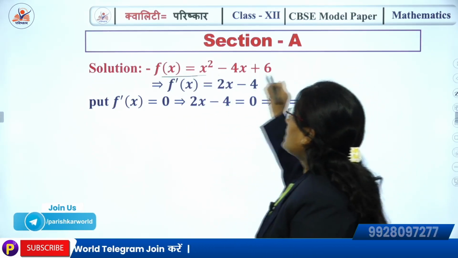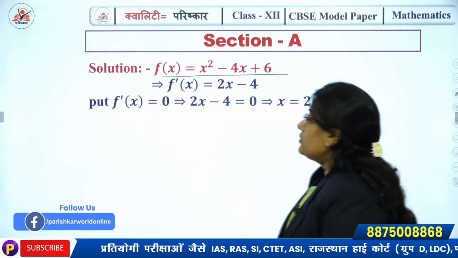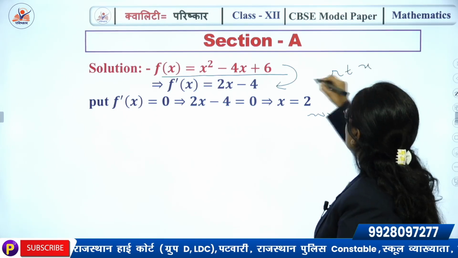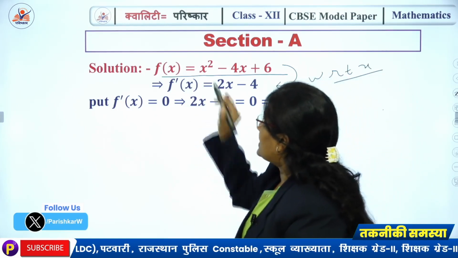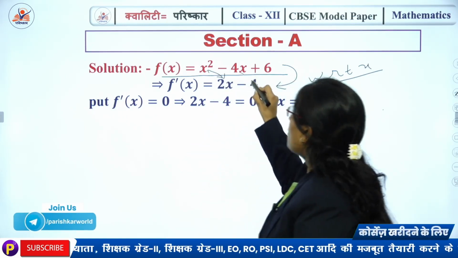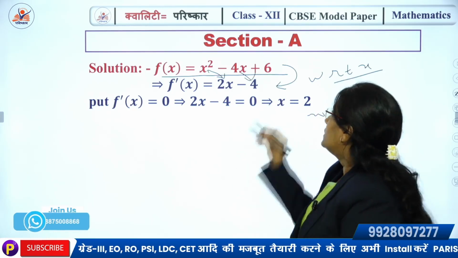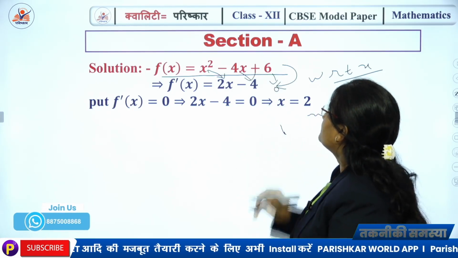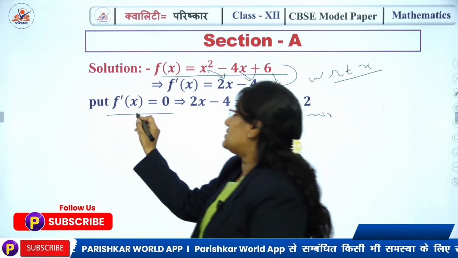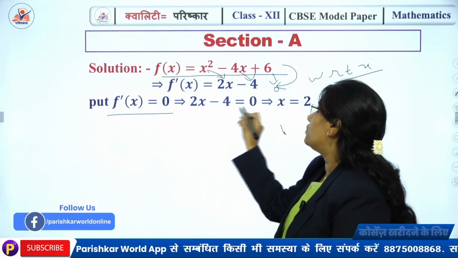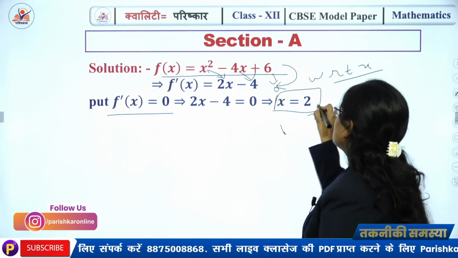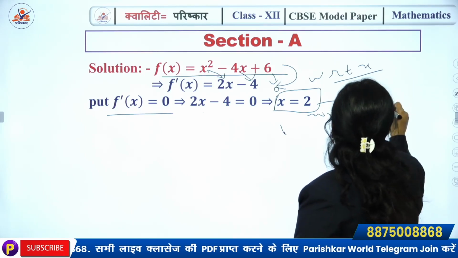Given that fx is x square minus 4x plus 6, if we differentiate this function with respect to x, f dash x is equal to differentiation of x square is 2x, differentiation of minus 4x is minus 4, differentiation of 6 is 0. Now f dash x equal to 0. If we put f dash x equal to 0, then we have 2x minus 4 equal to 0. After calculating, we can see the value of x is 2. It is the critical point.